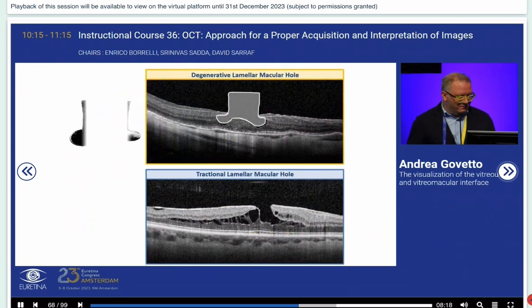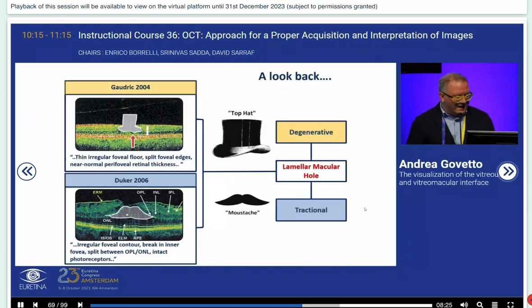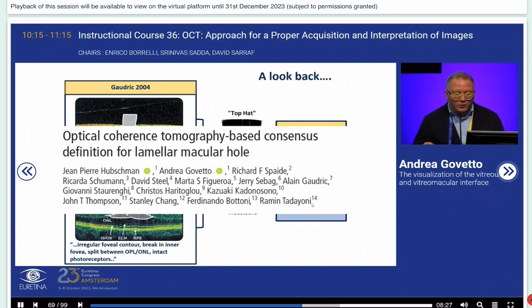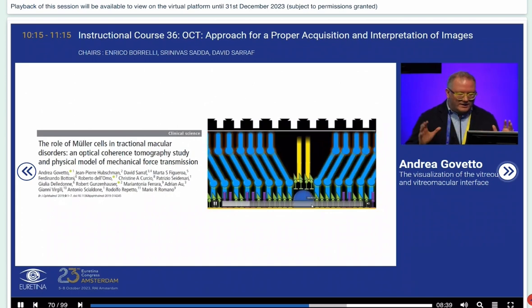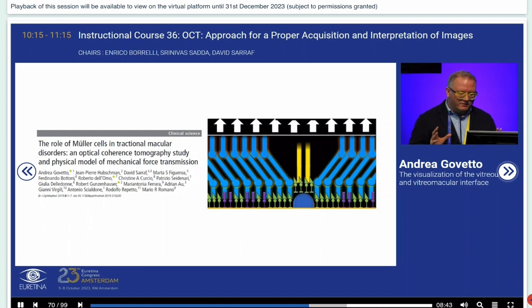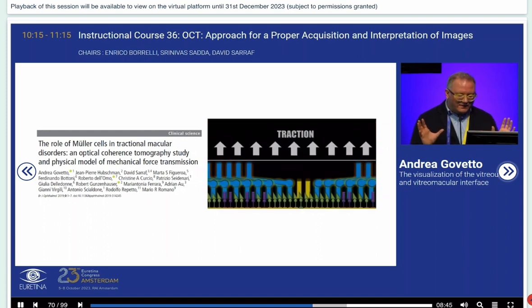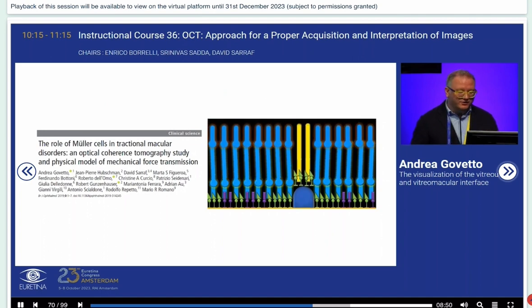And to remember, we decided to call them top hat and mustache, but this is just for you to remember them. Now, actually, the definition changed, and we included the tractional lamellar macular hole in the epiretinal membrane spectrum. So you should treat that type of hole like an epiretinal membrane. And this is what's happening when you exert traction on the Mueller cell in the center and the parafovea. In the parafovea, they can deform, they can comply with the traction, so the photoreceptors there are never stressed.